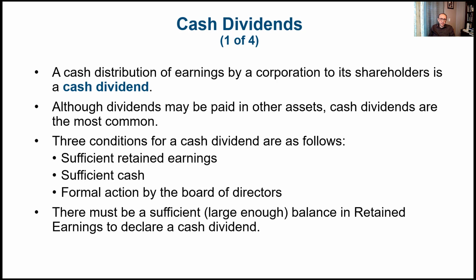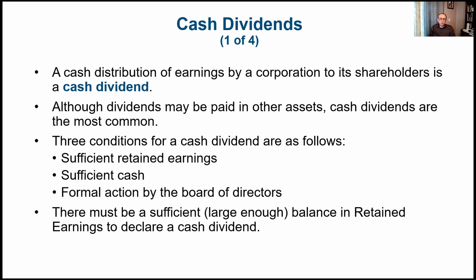Three conditions for a cash dividend should be met. The first one, there should be sufficient retained earnings. The second one is sufficient cash, because of course it doesn't make sense to borrow money to pay dividends. And then finally, formal action by the board of directors. In other words, the board of directors of the corporation should approve the declaration of dividends.